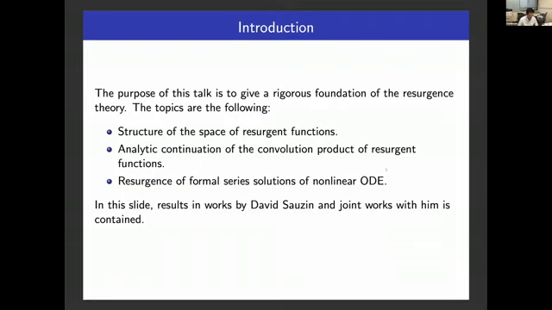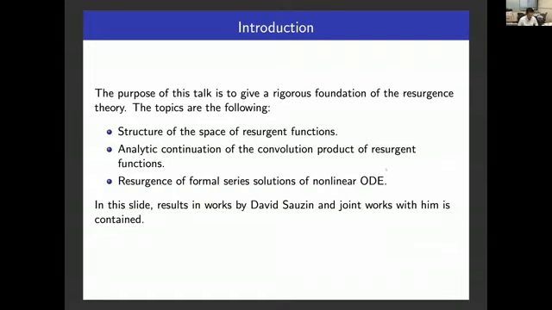And the third topic is about the application to the nonlinear ODE. We want to show the resurgence of formal series solutions of nonlinear ODE. In a sense, one of the main purposes of my talk is to develop an iteration method on the space of resurgent functions to show the resurgence of formal series solutions of nonlinear ODE.